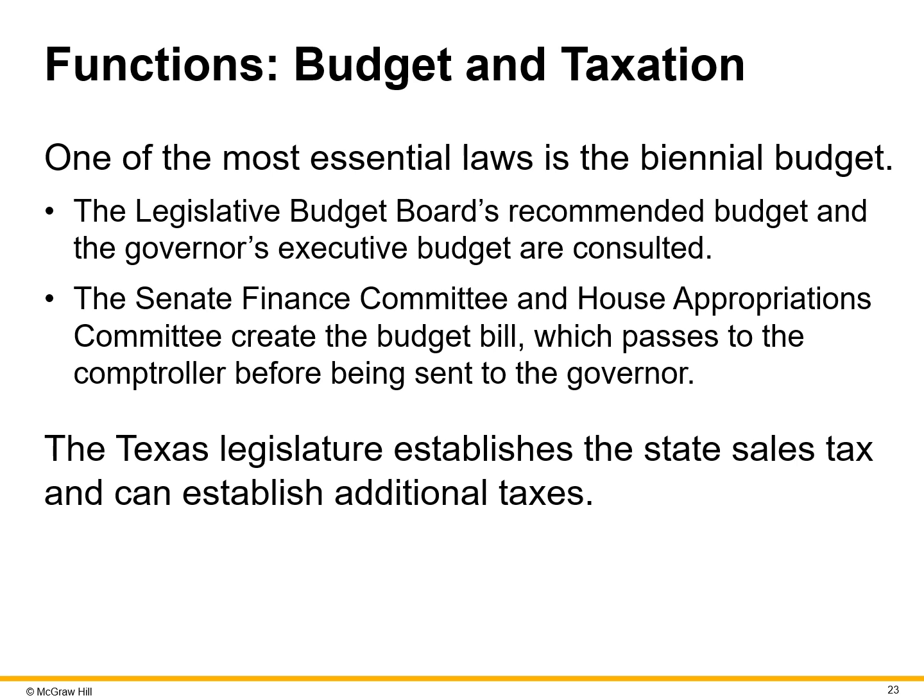One of the most essential laws is the biennial budget. The Legislative Budget Board's recommended budget and the governor's executive budget are consulted. So they're two separate budgets. The governor proposes one, and then, of course, the legislature proposes their budget. The Senate Finance Committee and the House Appropriations Committee create the budget bill, which passes to the comptroller before being sent to the governor. So more than likely, the legislature really doesn't take into account the governor's budget because they're the ones that pass laws, they make laws. The Texas legislature establishes the state sales tax and can establish additional taxes.